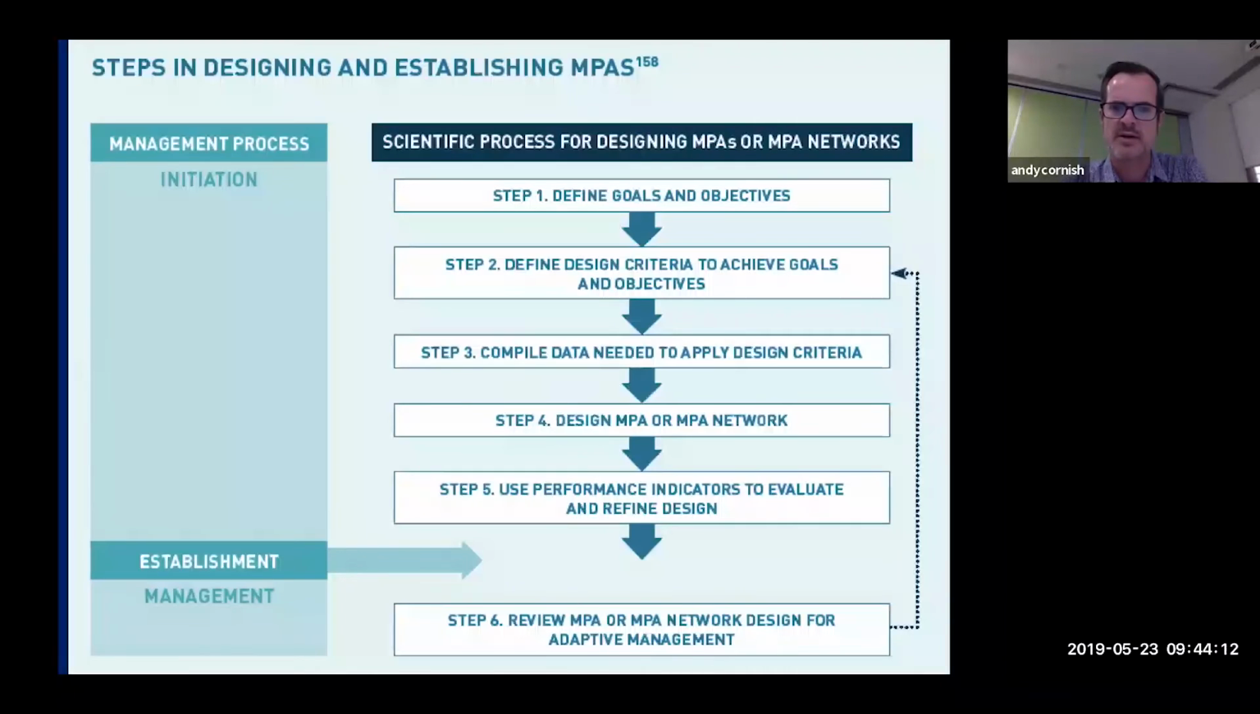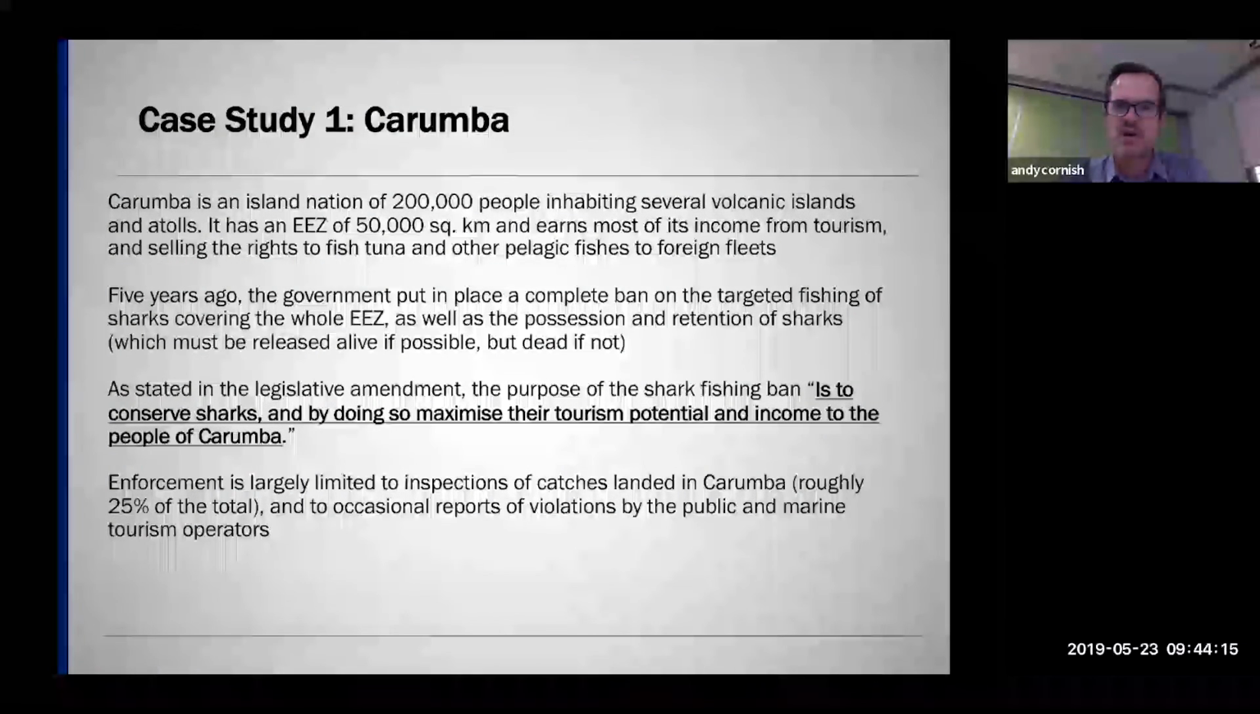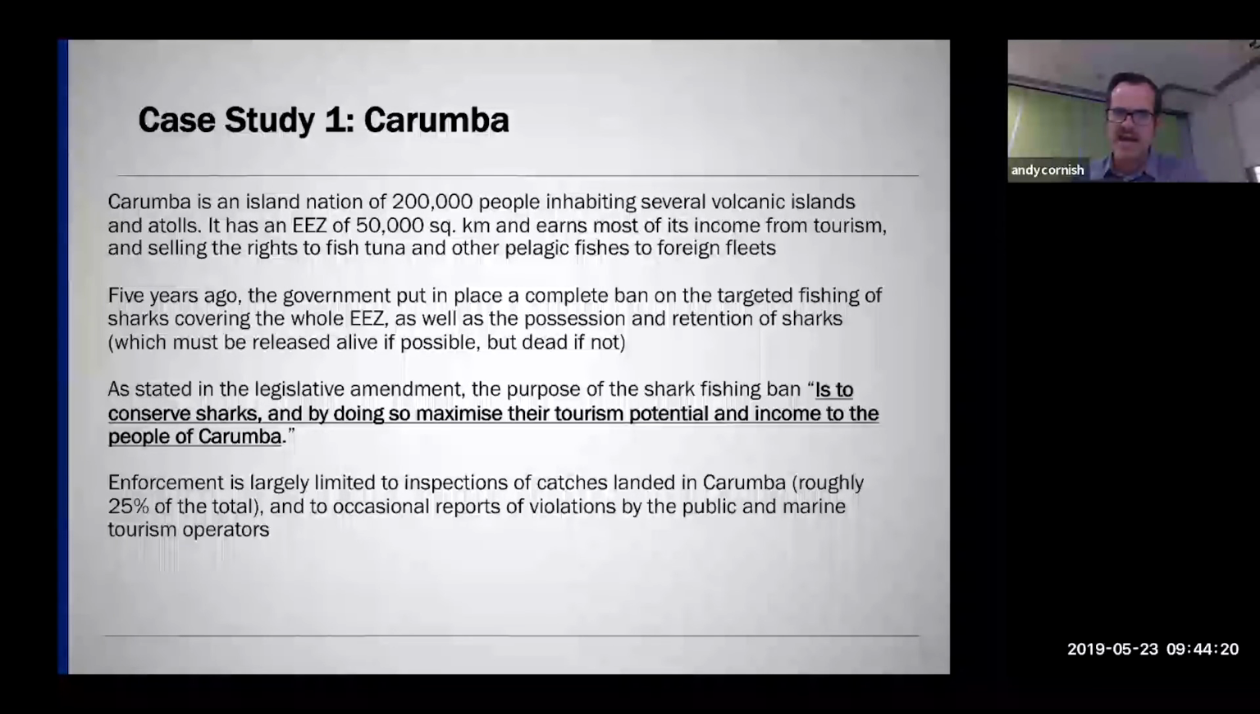you get the idea. So the first case study, and I'm not going to read through this, is basically an island nation that has decided that it wanted to protect its sharks primarily for the purpose of tourism and to benefit the people of Kurumba through that tourism. It's been in place for 5 years. There's a complete ban on the capturing of sharks within the entire EEZ, which is huge, 50,000 square kilometers, but there is other fishing going on for tuna by foreign fleets.